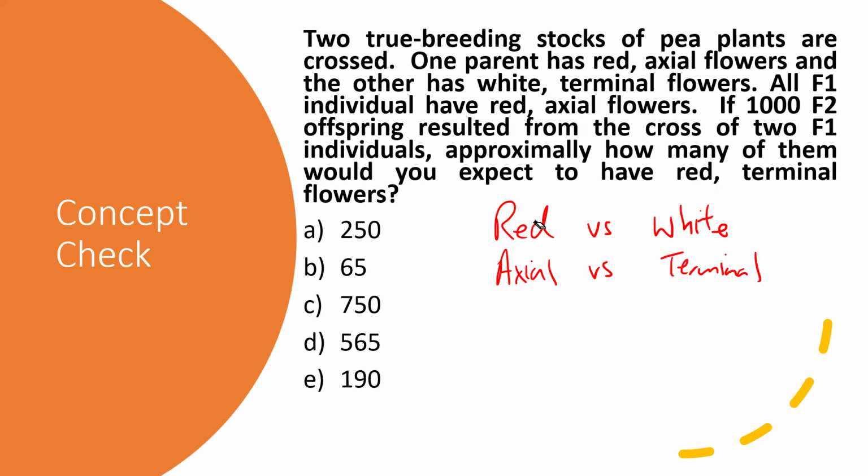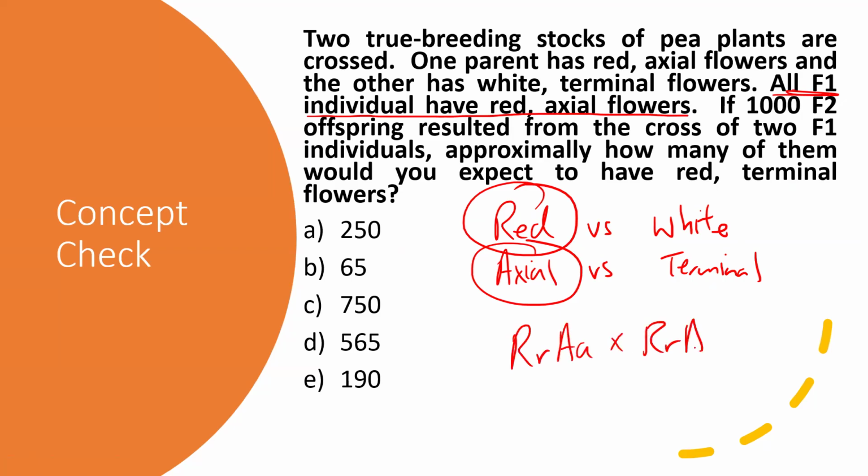So then, is red dominant or is white dominant? How do you know? That's right, because we look at the F1s. F1s are red, so red is dominant. Is axial dominant or terminal? Axial, because all the F1s are axial. Then we have basically big R, big A, small a, right? Then it's time for the big table. So we write down 9, 3, 3, 1.